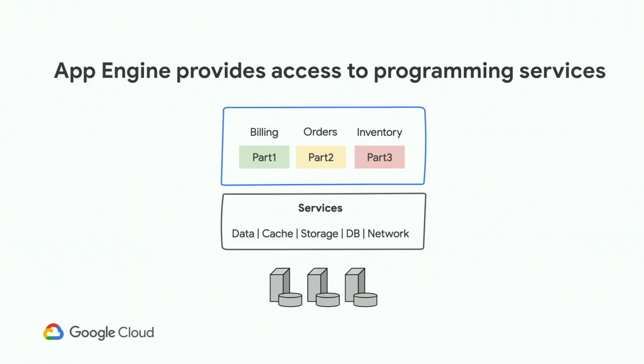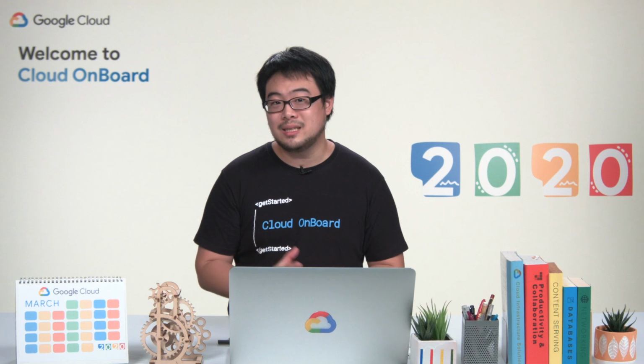On the other hand, App Engine, as I mentioned, provides access to programming services. In this case, most of the time you only focus on your business logic, and then for all the rest, like when you need some data, cache, storage, a database, and network support, for example some load balancing, the platform provides it.